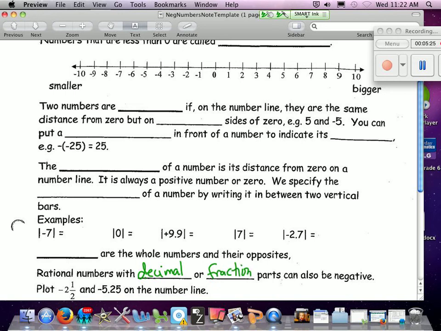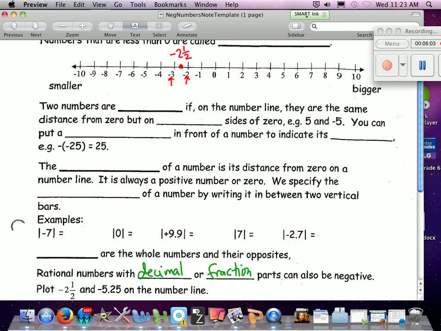Numbers can also be negative. So we might be asked to plot -2.5 or -5.25 on the number line. That's why I scrolled it back so we can see that number line again. So -2.5, similar to its mirror image, its opposite, 2.5, has to fall between the -2 and the -3, just like 2.5 would fall between 2 and 3, and it's exactly halfway between. So we look and we find our -2, we find our -3, and halfway between is where we'd plot and label -2.5.